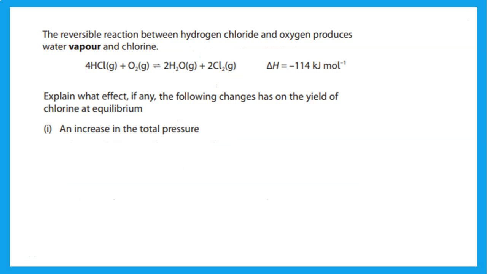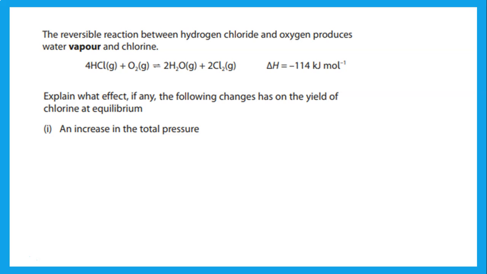Okay, this is another question. The reversible reaction between hydrogen chloride and oxygen produces water vapor and chlorine, and that means all of them are gases. Explain what effect an increase in the total pressure has on the yield of chlorine. So if we increase the pressure in this reaction, will it go forward or backward? You should remember, increasing the pressure causes the equilibrium to go to the side that is the one with less number of moles. Which side here has less number of moles?